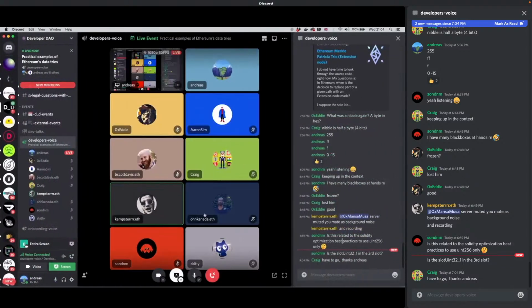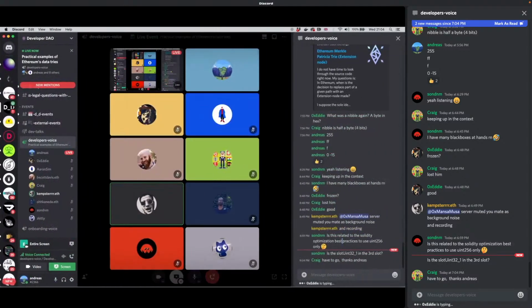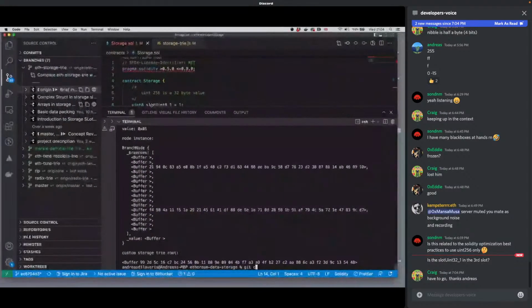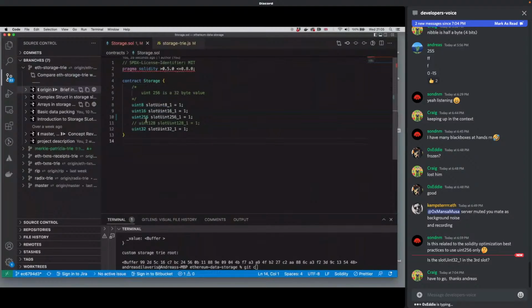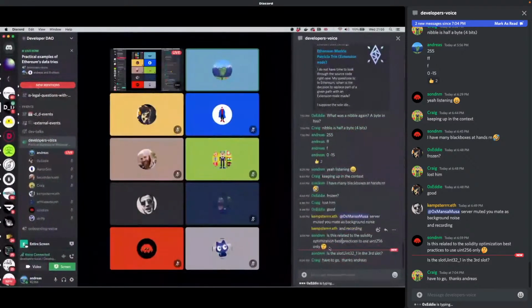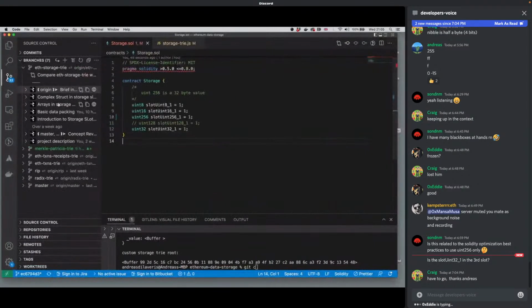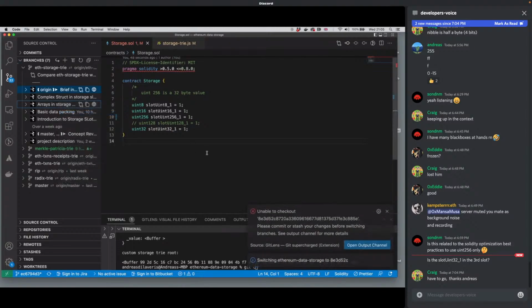But you have a question from Sondom, real quick. Is the slot UN32 in the third slot? Let's have a look at the code. Yes, you're correct. It is in the third slot, but we're not going to look for it right now. We're going to move on to some other stuff.